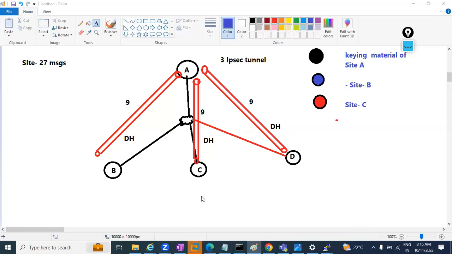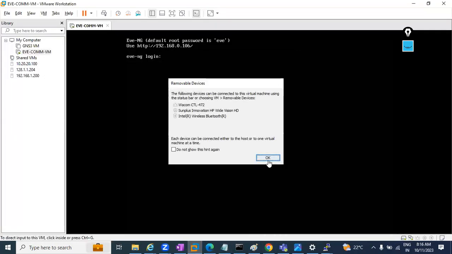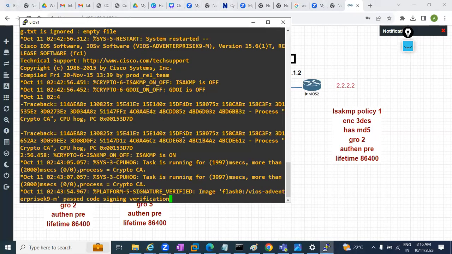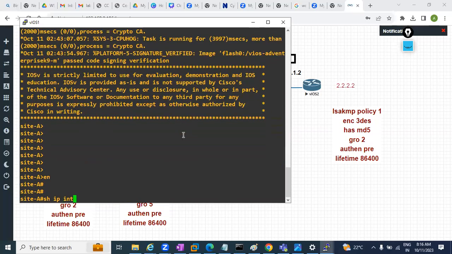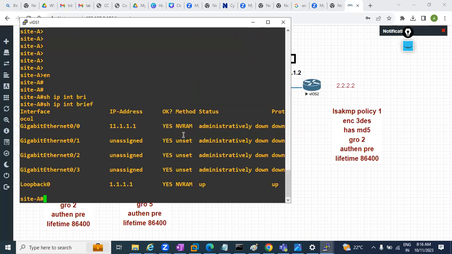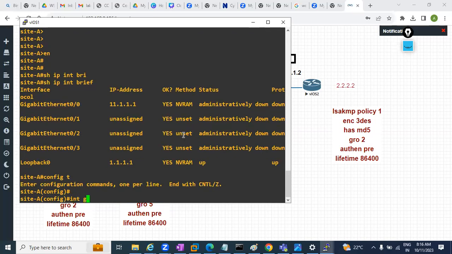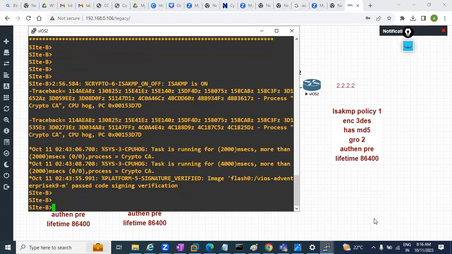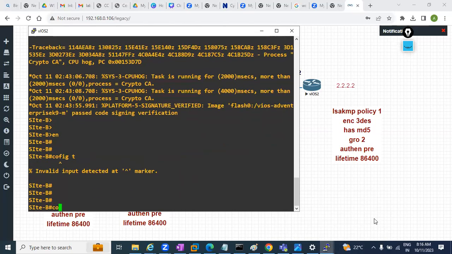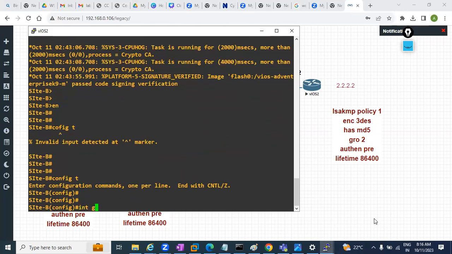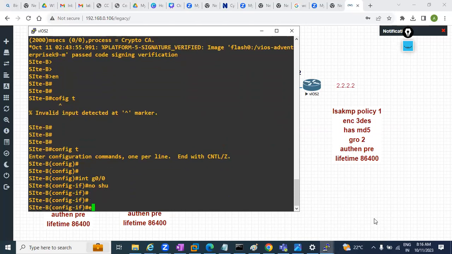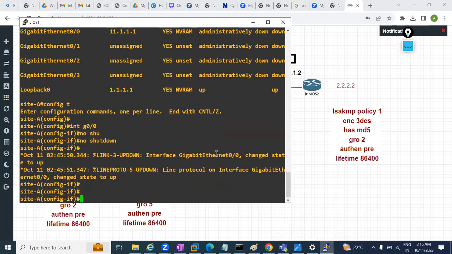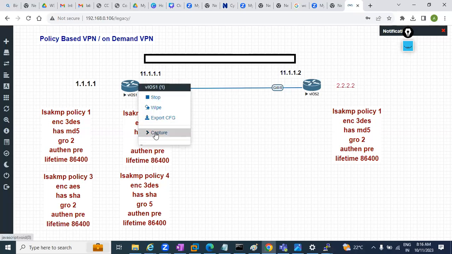I think my devices have been started. I need the interface brief. The interface is in the down state. Interface slash 0, no shutdown. Before that, just let me enable the captures here once.